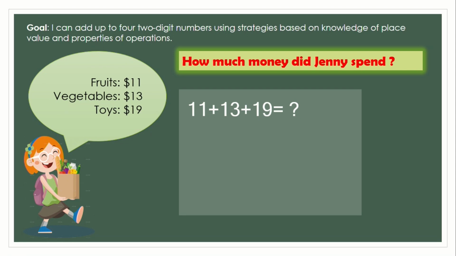She was thinking like this. This looks a little bit hard for me, but I learned place value. Let me try to break them down into tens and ones, then add them separately. I will add tens place numbers first. They are 10 and 10 and 10. That's counting by tens. I know 3 tens make 30. Now I'm done with adding the tens place numbers.